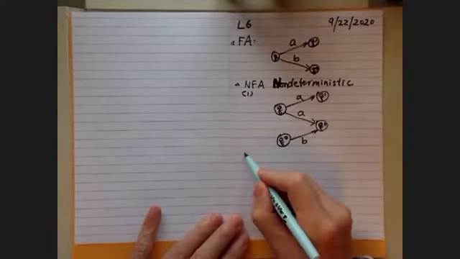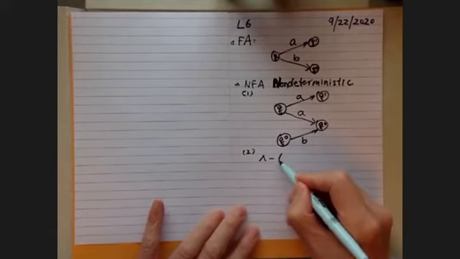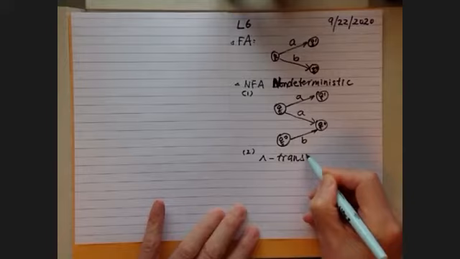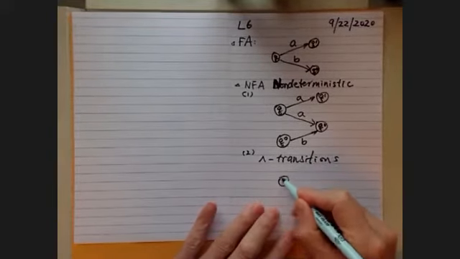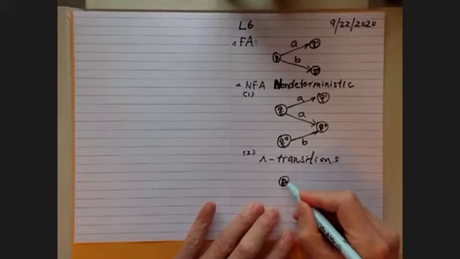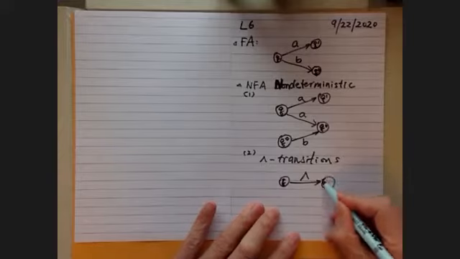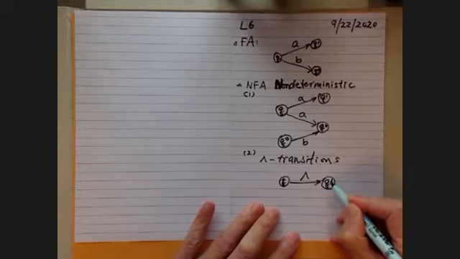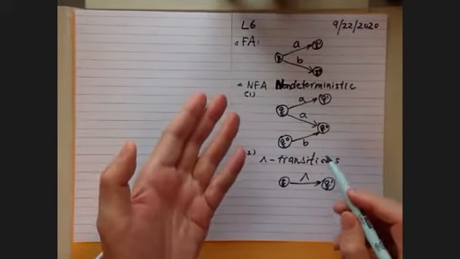The second mechanism is that we have lambda transition. Lambda transition is like that. I have a state Q, but without consuming input, I can go to another state, Q prime, without even taking any input.